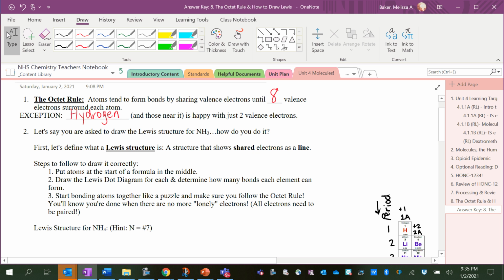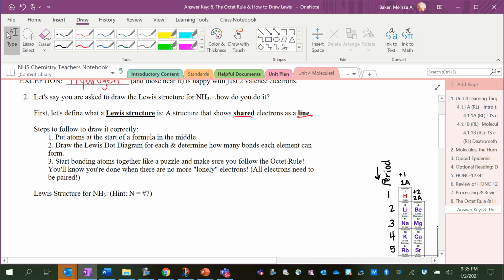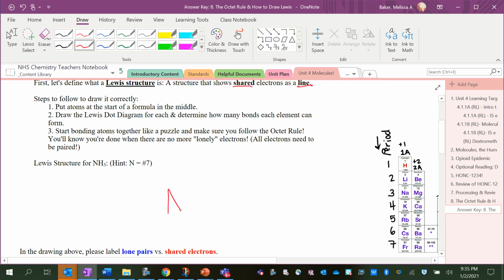Okay, and what I mean by Lewis structure is a structure that shows any shared electrons as a line. Okay, so your steps are going to be first, put atoms that are at the start of the formula in the middle. So in this case, N is at the start, so N is going to go in the middle. And then you're going to draw the Lewis dot diagram for each of the atoms and determine how many bonds the element can form.